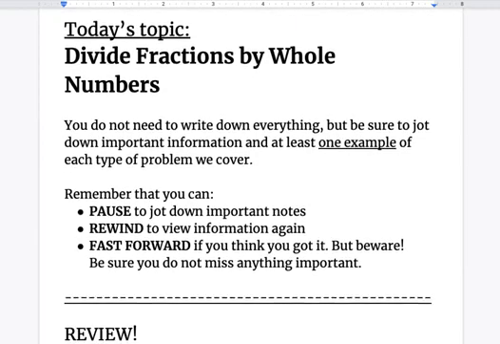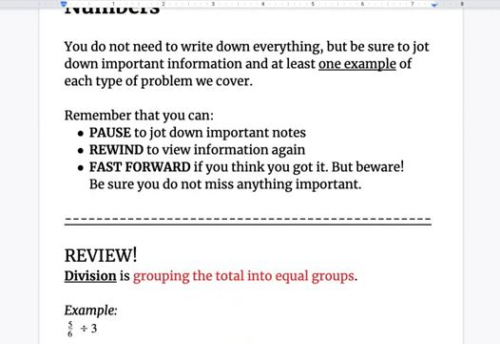So let's get started. As a review, this might be something you want to jot down into your notebook. Division is grouping the total amount into equal groups. And we're going to go over the example of 5/6 divided by 3. So go ahead and pause the video if you need to jot that down.